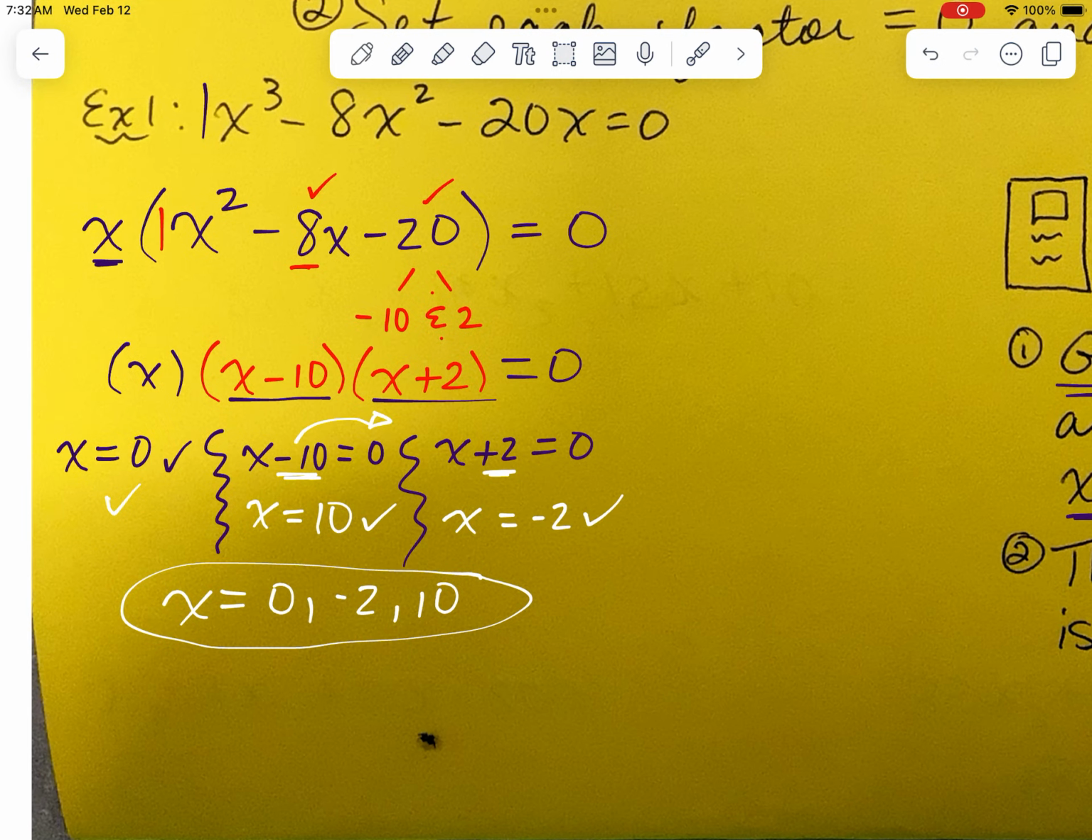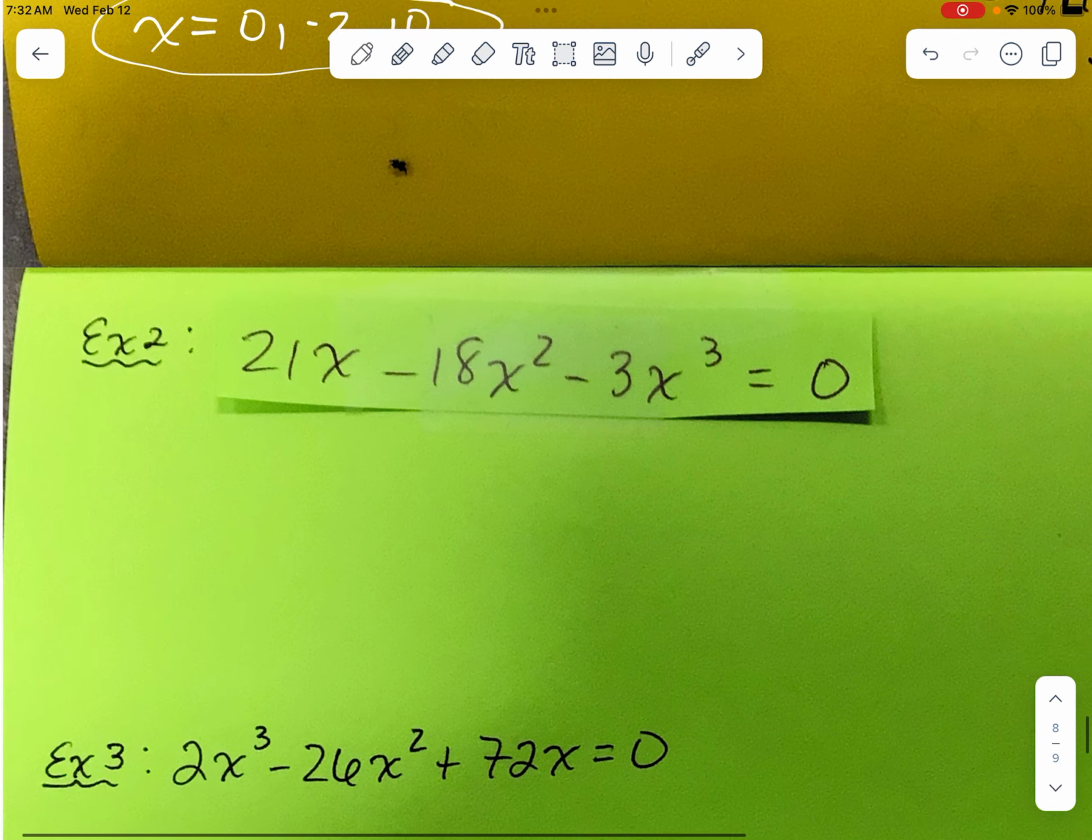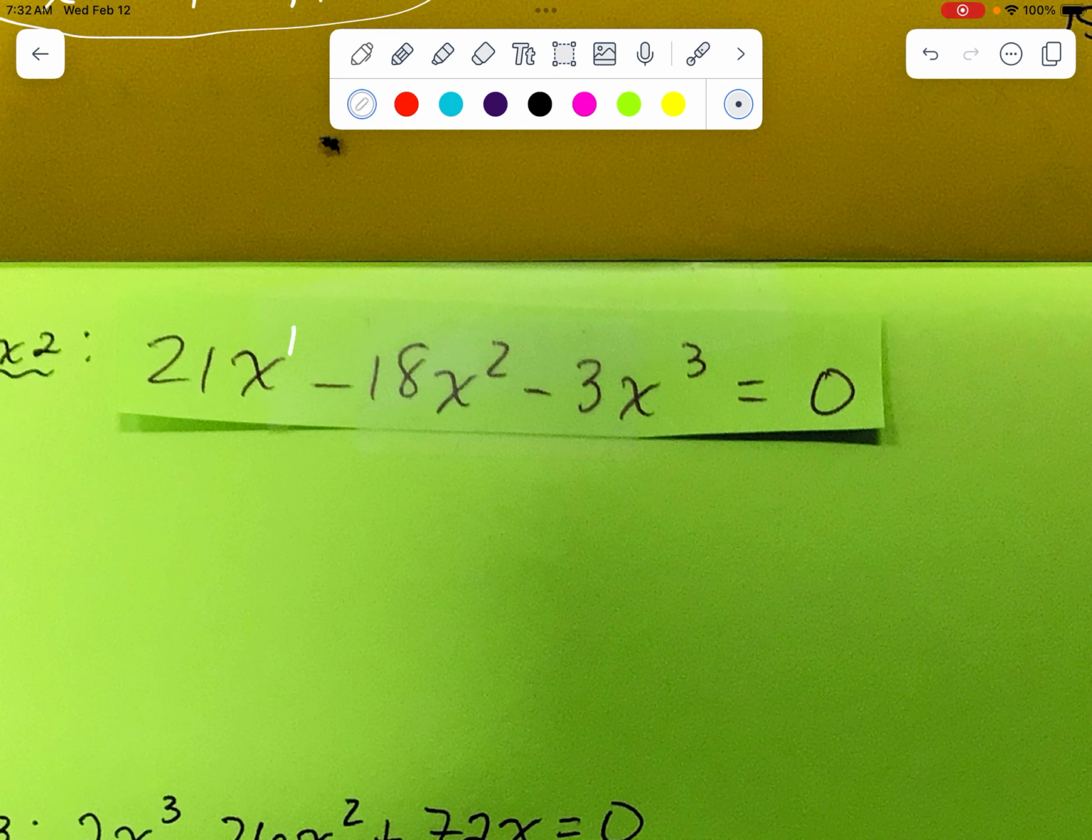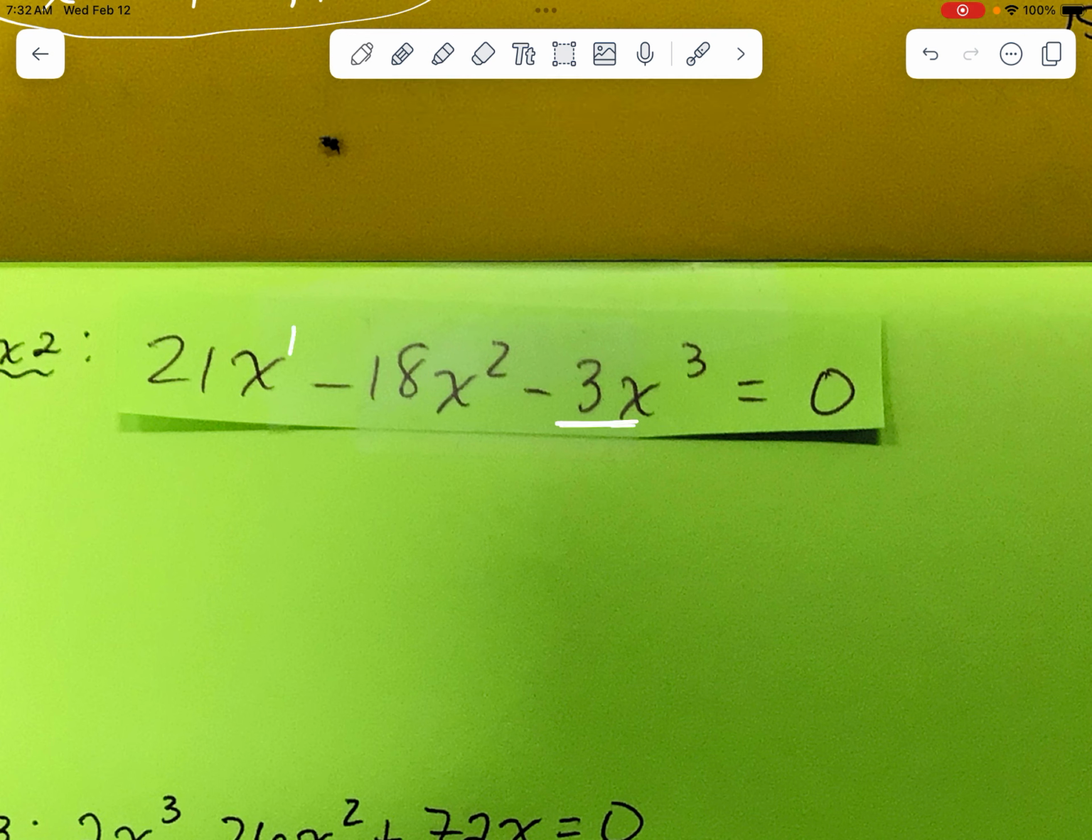All right, let's look at another example here. So this one, you can see that the powers are not in order. We have 1, 2, and 3. We want them in order as 3, 2, and 1. So we're going to rewrite this. Negative 3x to the third minus 18x squared. And since that 21 is positive, we say 21x.